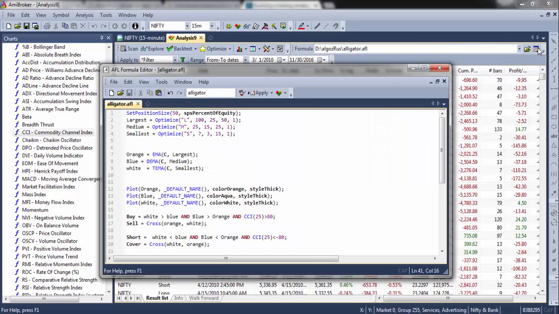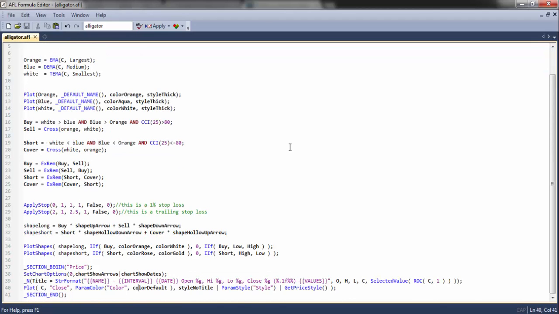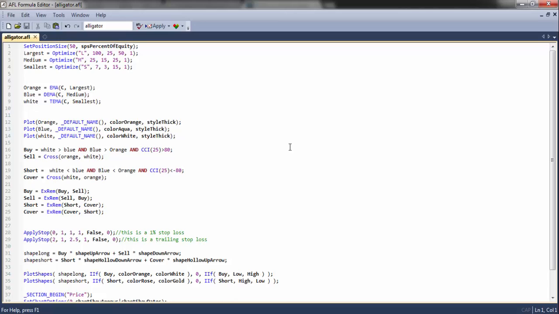So just in short, let me go over what we've covered so far. We created a model, the alligator model with 3 moving averages along with the commodity channel index, and we learned the formula of set position size and also how to leave comments in the formula by entering a double slash and then typing whatever we want. Just ensure that it stays on the same line, because if it goes onto the next, it is taken as a formula, right?